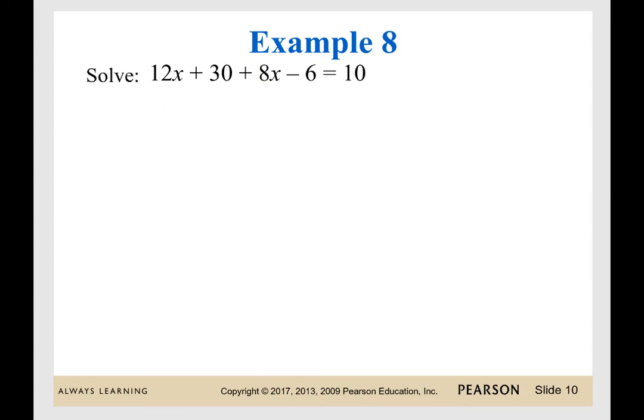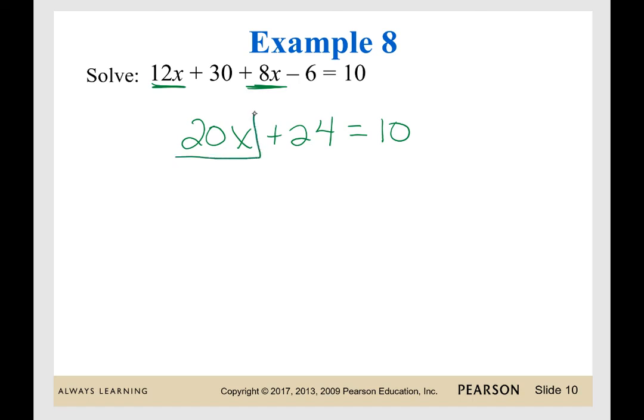All right, another example. So first, again, go to the left-hand side, simplify anything you can. I do see some like terms. So I've got like terms here. 12x plus 8x is 20x. 30 minus 6 is 24. Then I go to the right-hand side, nothing I can do with 10. Okay, so there's the simplified version of my equation. Simplified the left and simplified the right.